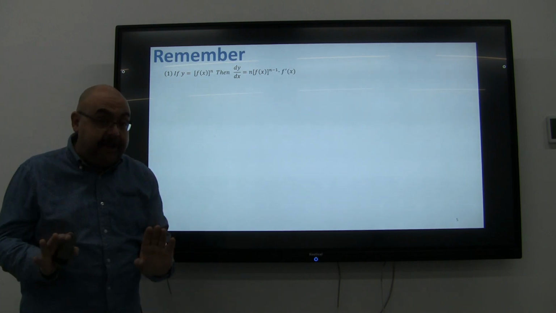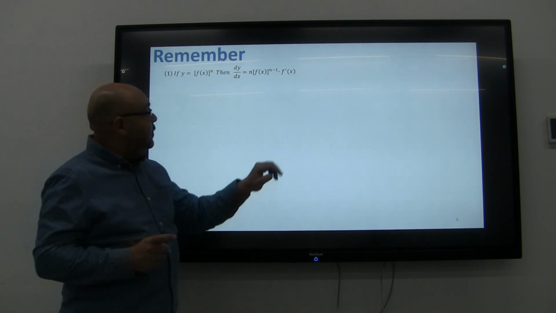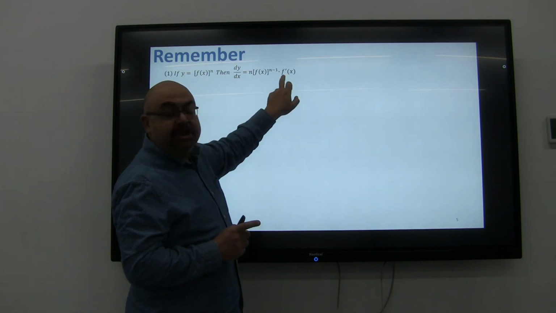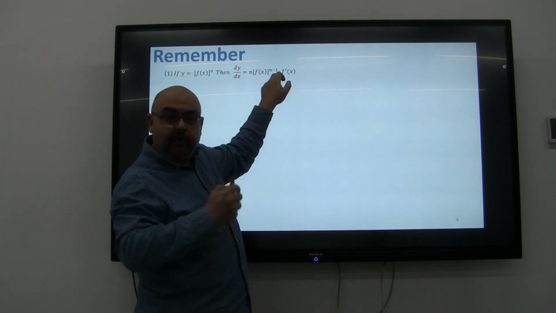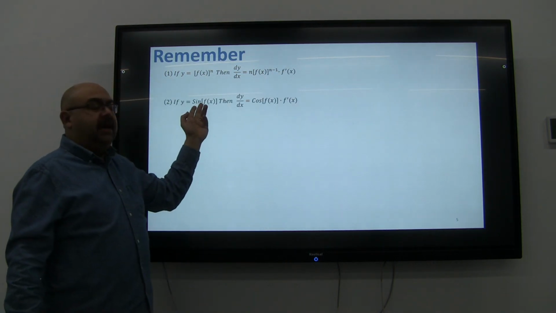Before integrating, and I will tell you this right now, you will have to be sure that f of x inside the bracket is already the differentiation of what is outside it. It's going to be a condition for integration. You will see that in a little while. Now go down to the second rule, for sin f of x.